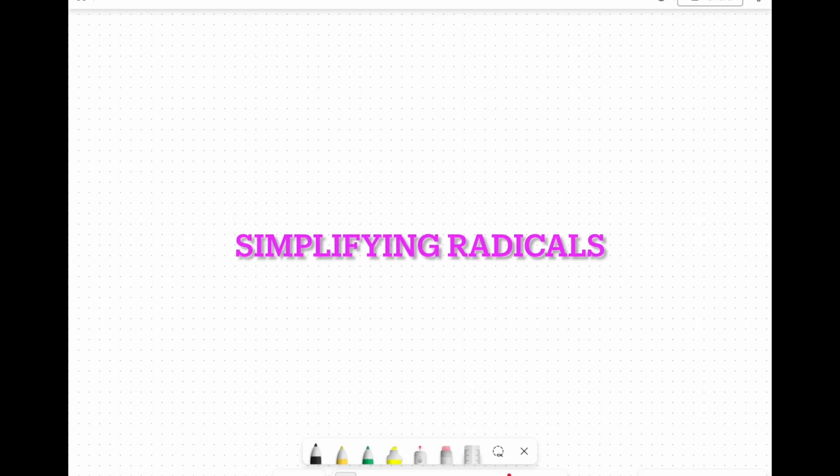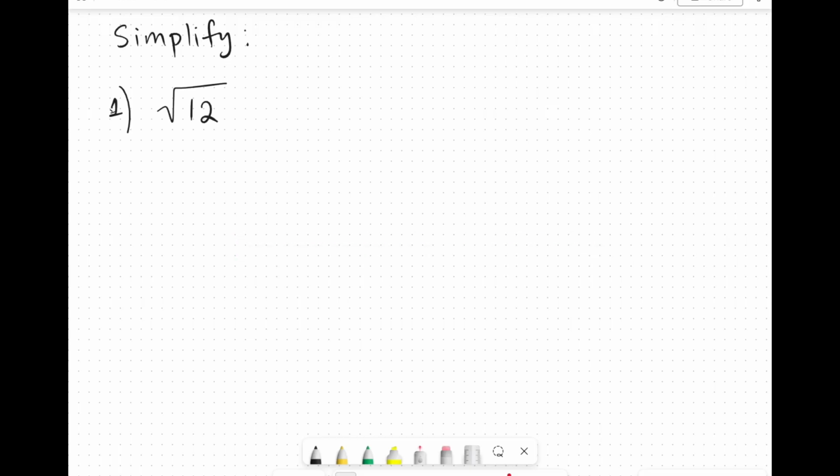In this recording, I will show how to simplify radicals. Here's the first example that asks you to simplify. It's a square root, since you don't have an index here, of 12.